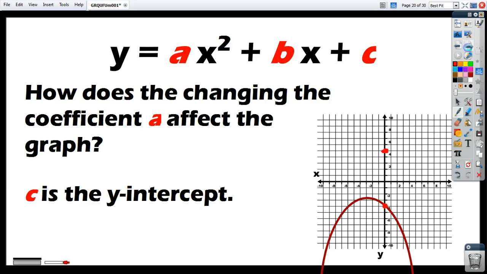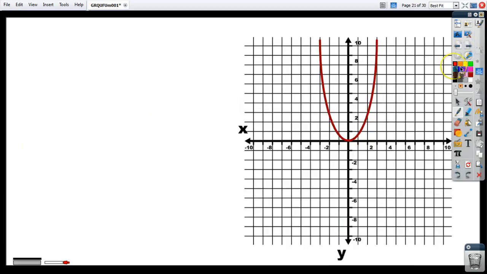So again, let's go ahead and copy this down in more detail, just some examples. Let's say we start with our parent graph. Well, if we look at our parent graph, our y-intercept is where this red dot is right here, and that's a y-intercept of 0. So it turns out that C must be 0 in the equation. Let's take a look at another graph.